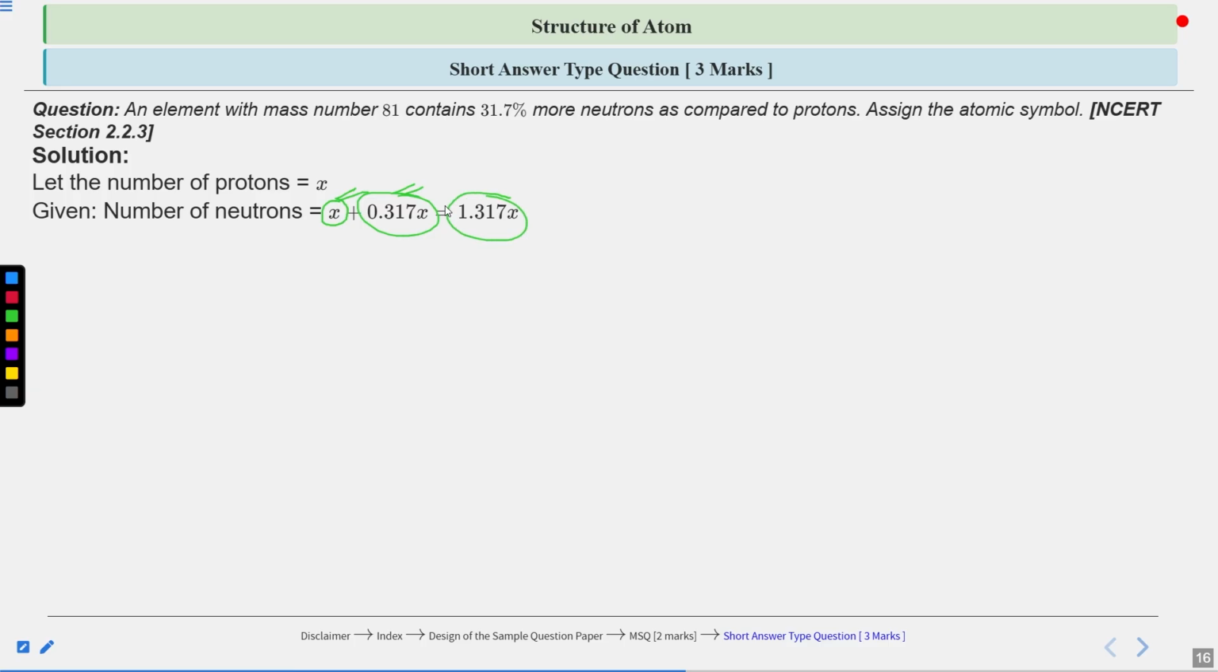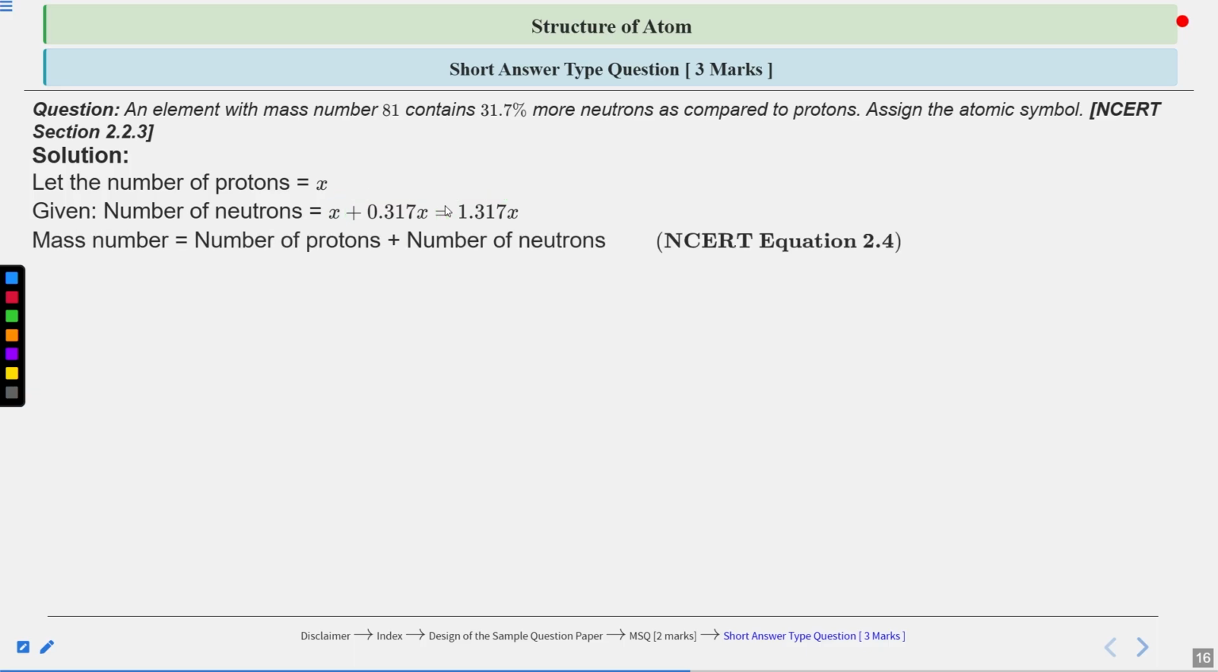Okay, so now we have the number of protons and the number of neutrons. As I said, you should know the formula of mass number, which is number of protons plus number of neutrons. This is given in your NCERT equation 2.4. You have already been given the value of 81. Now put all the values in the above equation. You will get x plus 1.317x is equal to 81.